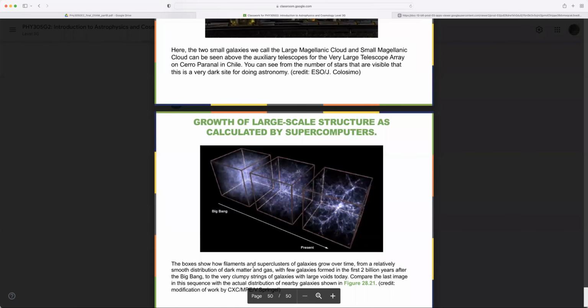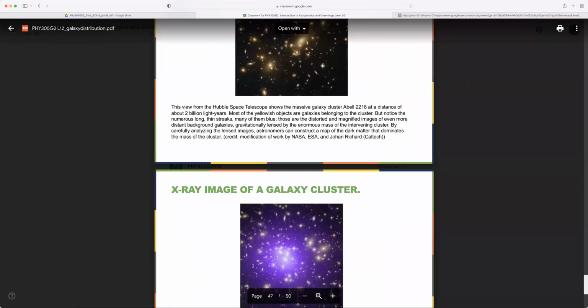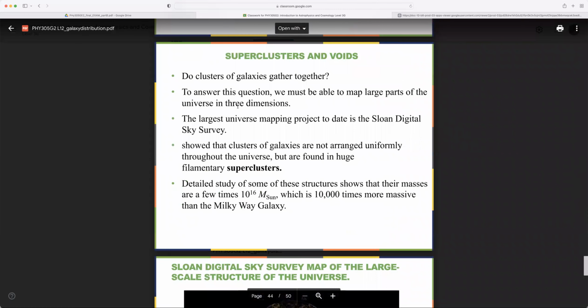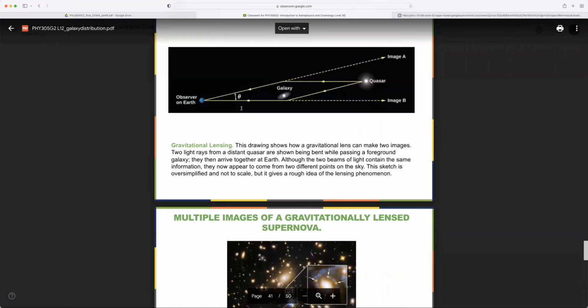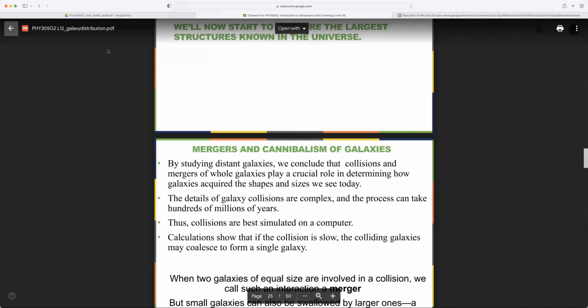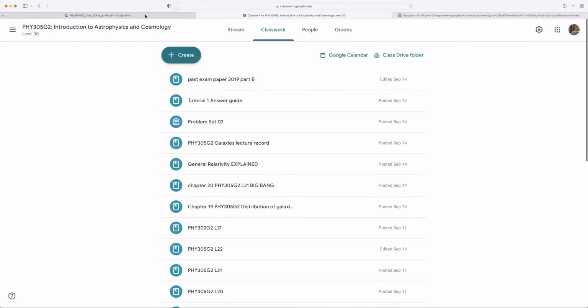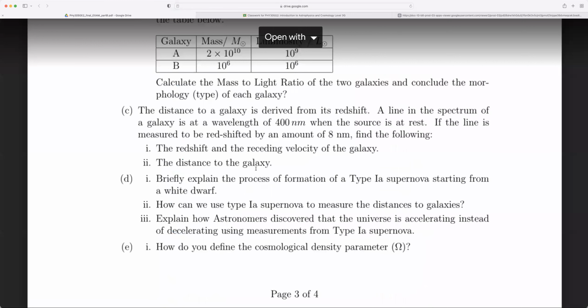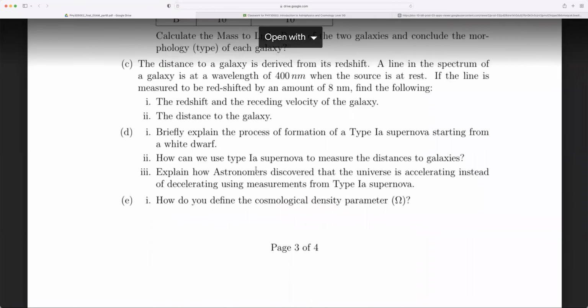So then the large and small Magellanic clouds details, those kinds of things, right? So I guess you probably have gotten the idea of what kind of things I expect from you from these last two lectures. And let me go back to the next question now, right?